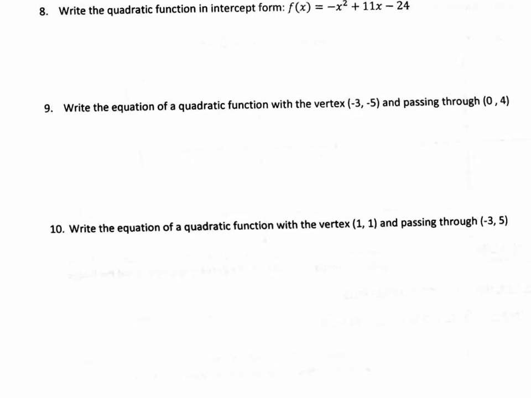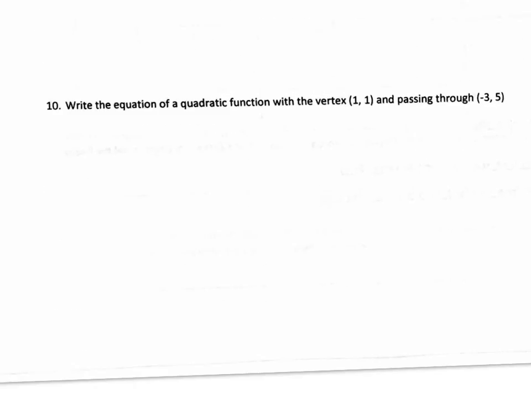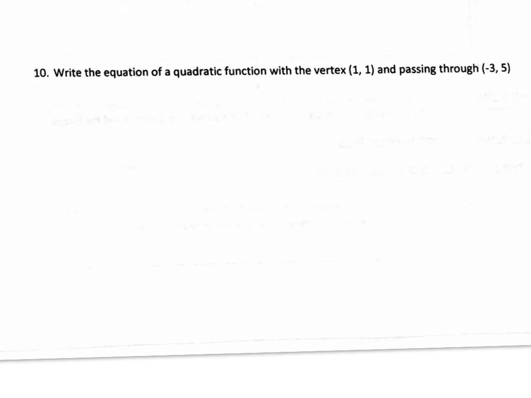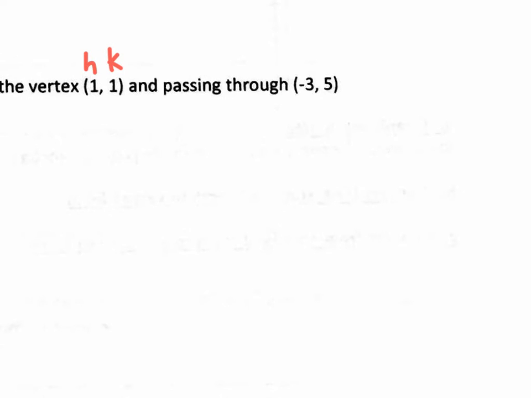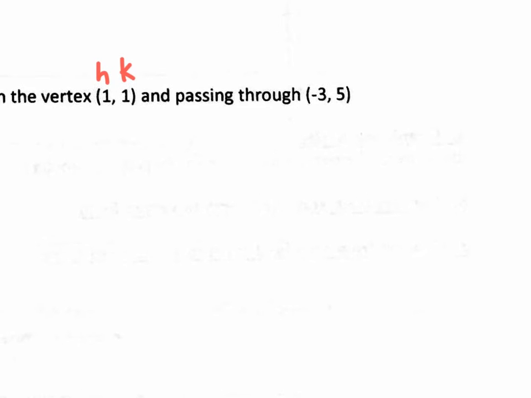Let's move on to 9 and 10. Let's focus in on 10. These are pretty tricky. They're kind of like number 1. What do I actually give you? I give you the vertex, which is an h value and a k value, and I also give you a point, and the point is an x value and a y value.